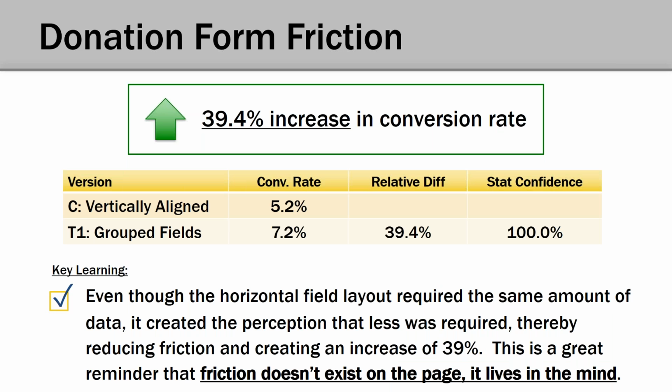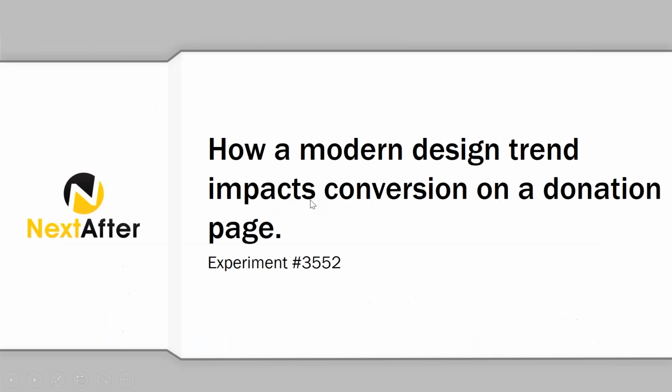And what we learned from this experiment is that friction is not something that lives on the page, it's something that lives in the mind. It's a mental barrier that people have to get over. And so by simply changing the way that we present the response form, we can alter the force of friction on the page. And one more quick one here.